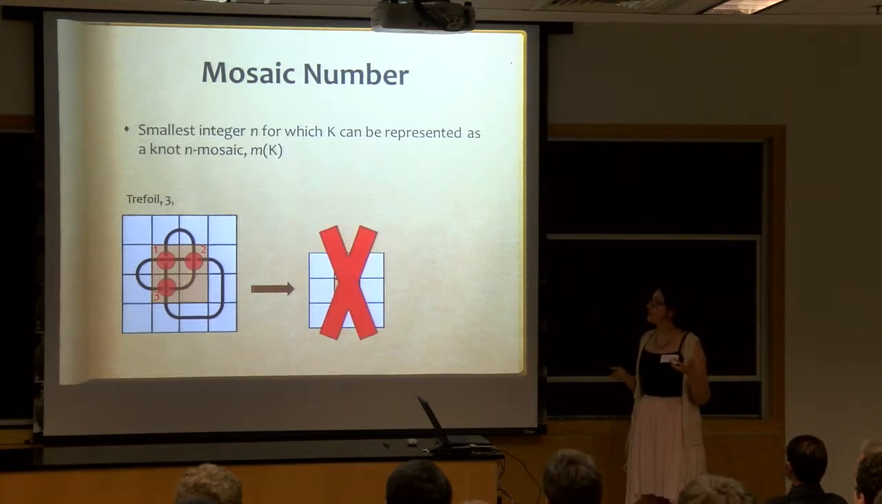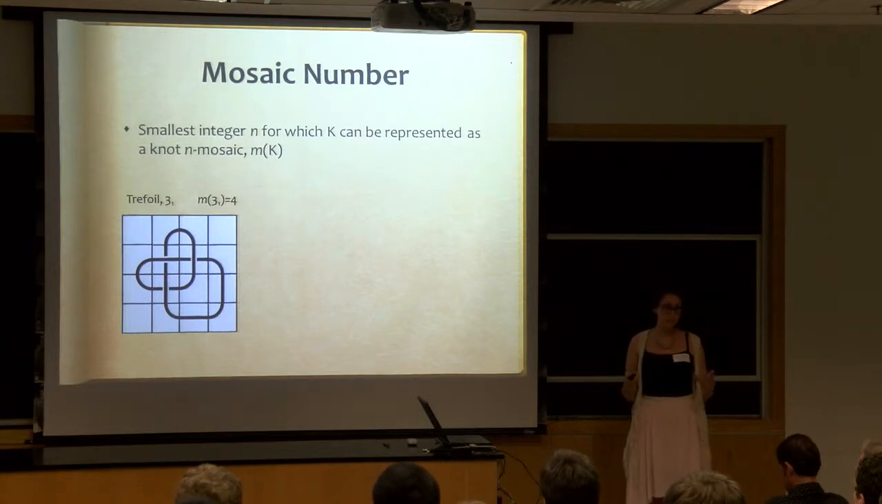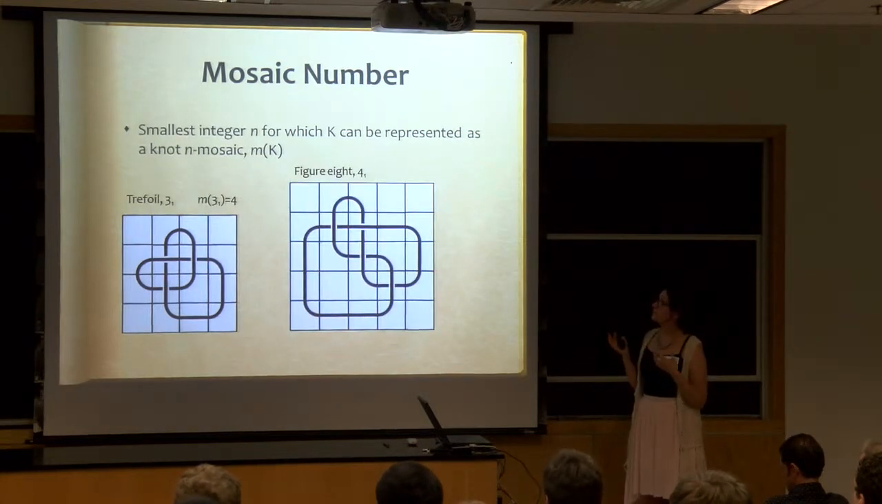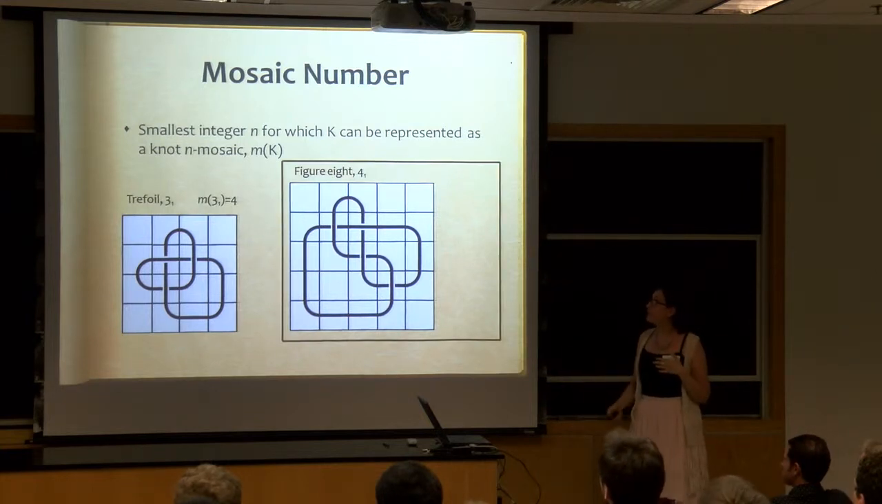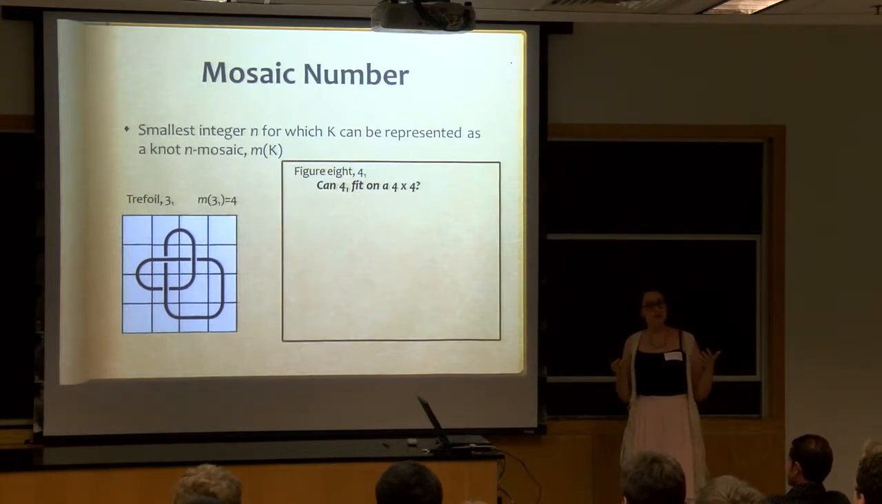So we know that its mosaic number has to be 4. Additionally, the next knot would be 4-1, and we know that this has 4 crossings, and right now we got it to fit on a 5x5. But can we get it to fit on a 4x4?